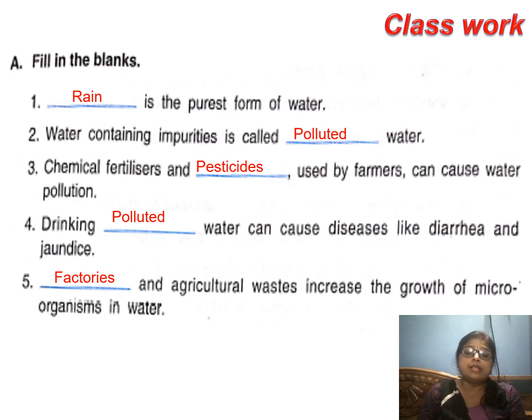Chemical fertilizers and pesticides which are used by farmers can cause water pollution. Drinking polluted water can cause diseases like diarrhea and jaundice. Factories and agricultural waste increase the growth of microorganisms in water.